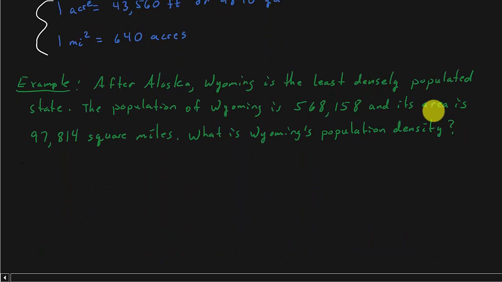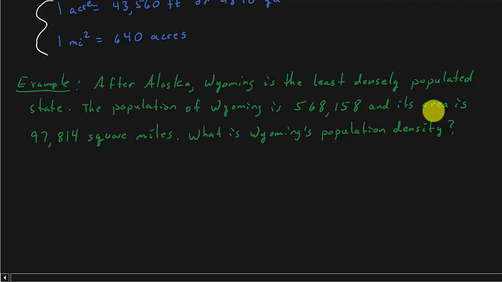All right, so let's look at our example here. It says, after Alaska, Wyoming is the least densely populated state. The population of Wyoming is 568,158, and its area is 97,814 square miles. What is Wyoming's population density? Really there's no conversion. We're not converting units here. We're just trying to find the population density.